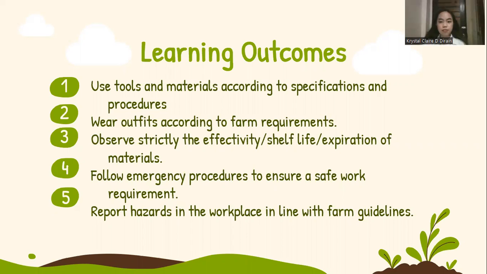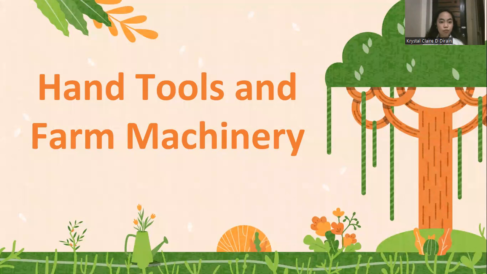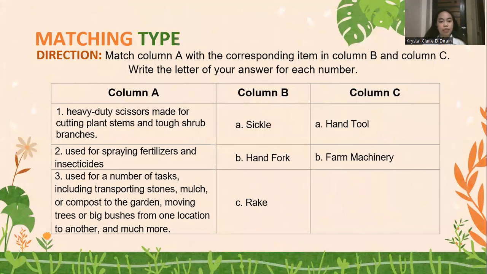So let's now proceed to our first topic. Our first topic is all about hand tools and farm machinery. For this topic, we will have two activities, one individual and one group activity. Let's first have an individual activity. For your individual activity, here is the direction. Match column A with the corresponding item in column B and column C. Write the letter of your answer for each number.